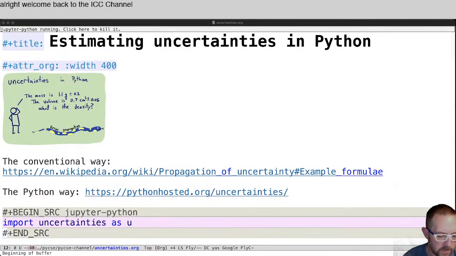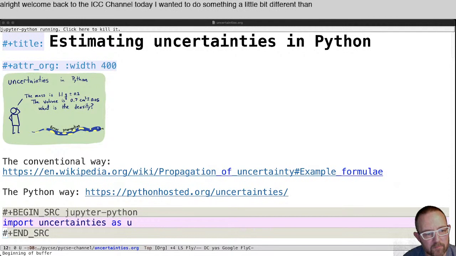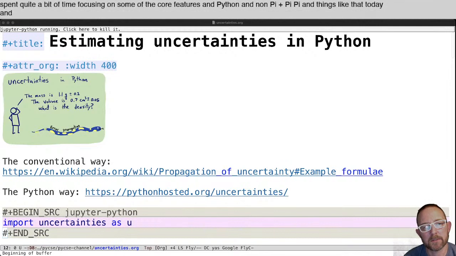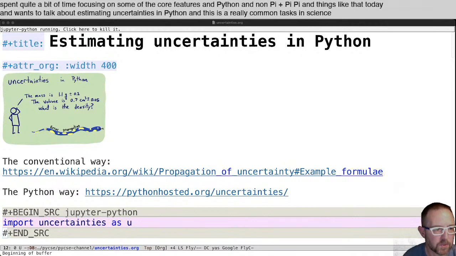Today I wanted to do something a little bit different than I've been doing. I've spent quite a bit of time focusing on some of the core features in Python and NumPy and SciPy and things like that. Today I want to talk about estimating uncertainties in Python. And this is a really common task in science and engineering computations.